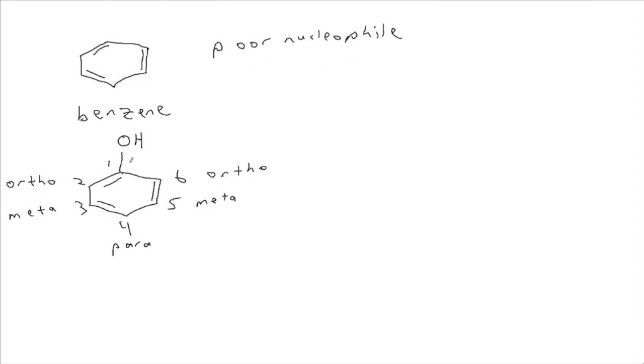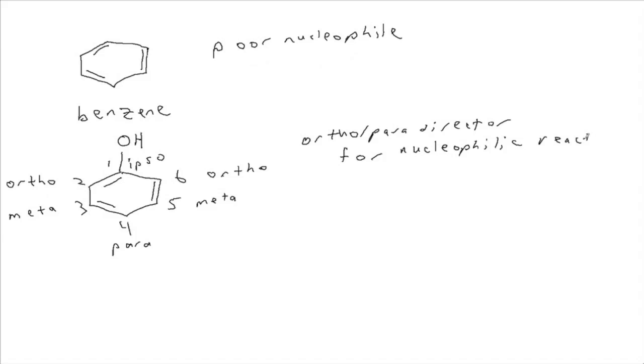Maybe I'll mention carbon 1 is called ipso. There's only one ipso. That's the carbon right next to the substituent. So when we have this OH group, which carbons does this OH group make nucleophilic? It makes the ortho and para nucleophilic. So the OH group is called an ortho-para director. This is an ortho-para director for a nucleophilic reaction, for benzene to act as a nucleophile.